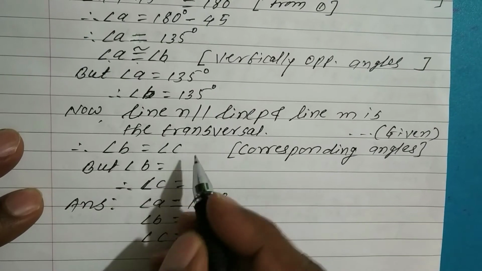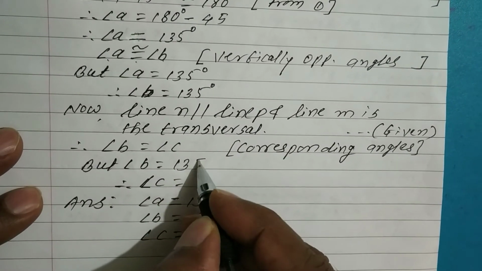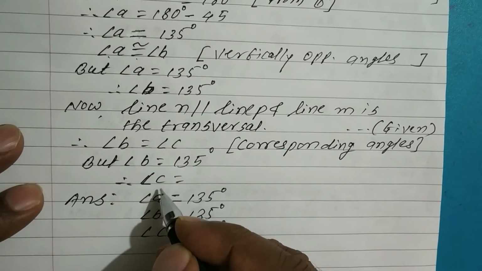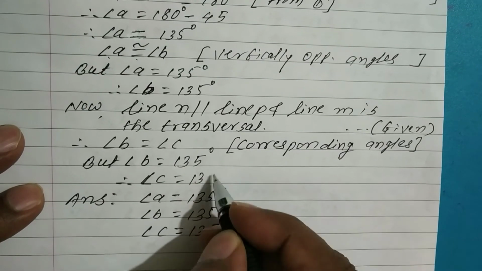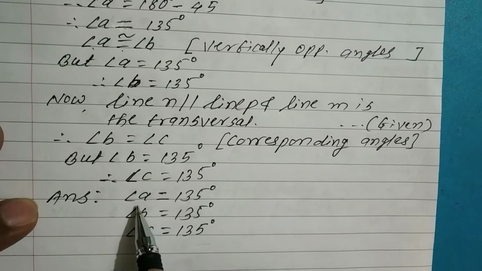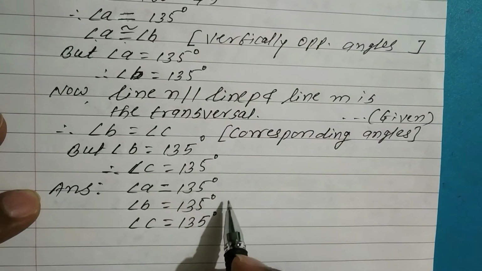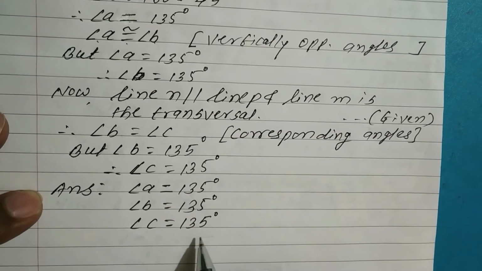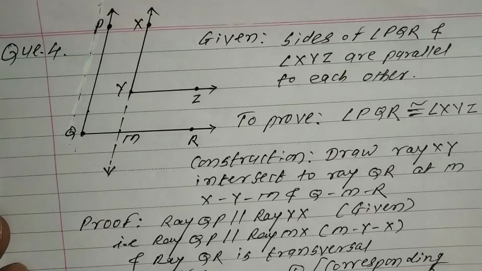But angle B is equal to 135 degree. Therefore angle C also 135 degree. Last you write the answer, angle A 135 degree, angle B 135 degree, angle C also 135 degree.